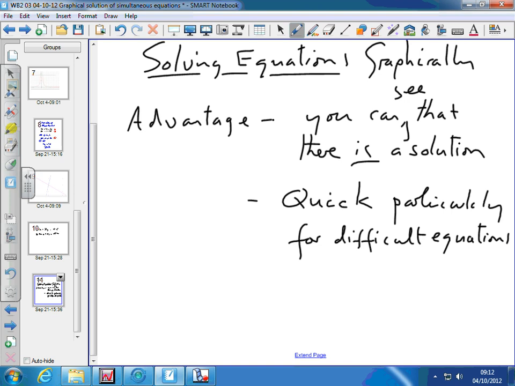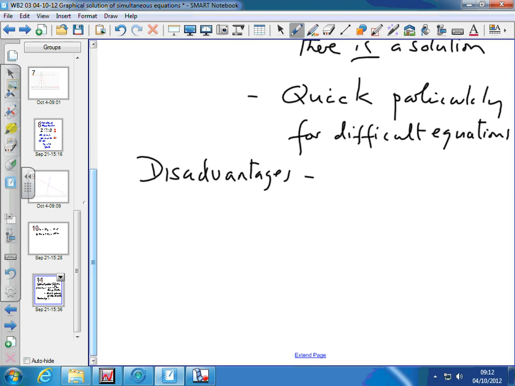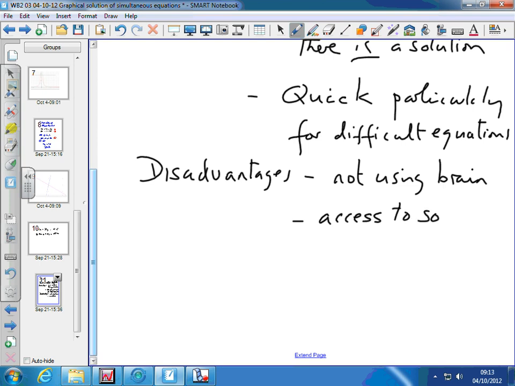Okay. Disadvantages. I hadn't thought of that one before, really, but you're not using your brain. You need access to the software. Yeah, that's right.